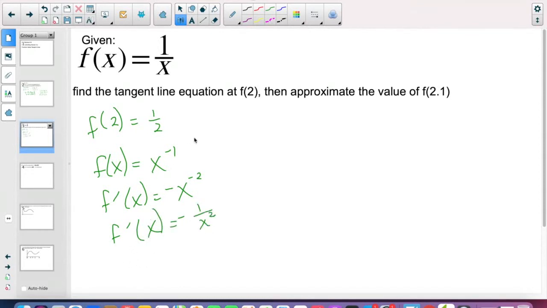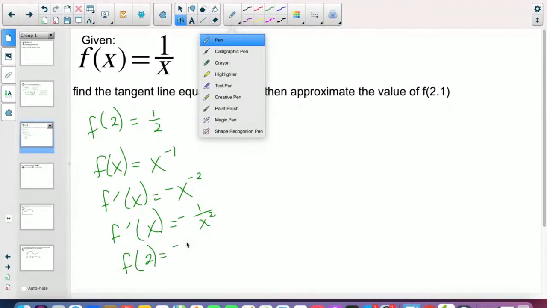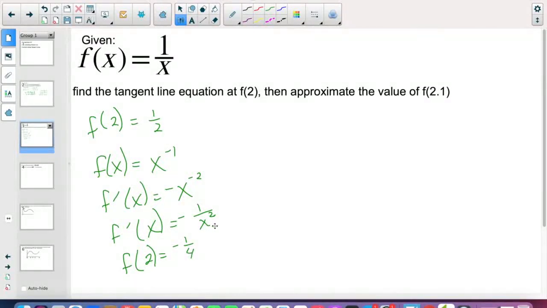And then I could plug 2 in to find the slope of the tangent line. So when I plug 2 in, I end up with negative 1/4 as the slope of my tangent line. So I have the ordered pair 2, 1/2 and the slope of negative 1/4. So if I put that in point slope form, I have y minus 1/2 equals negative 1/4 times x minus 2. I'm going to put that in slope-intercept form.